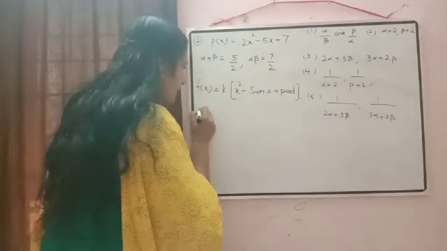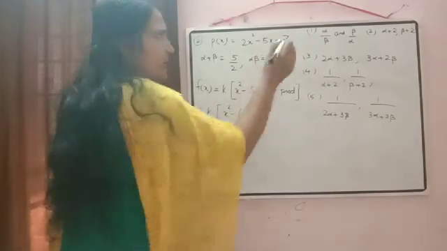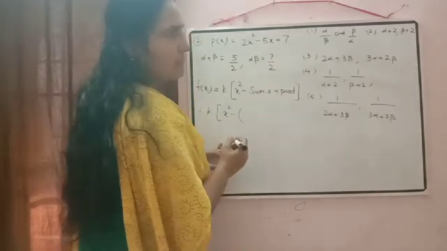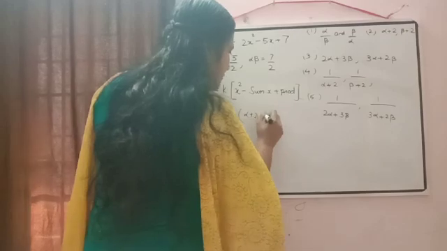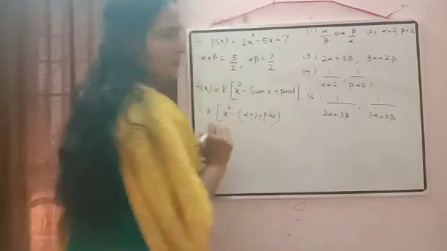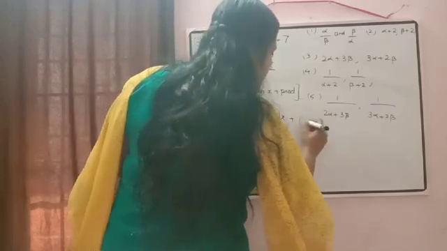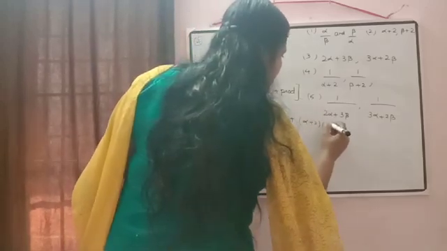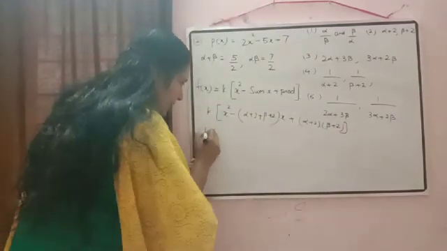Correct? Now what are our zeros? x square minus (sum of zeros) x plus product of zeros. The zeros are alpha plus 2 and beta plus 2. So their sum is alpha plus 2 plus beta plus 2, into x, plus the product of the zeros, alpha plus 2 into beta plus 2. Now we can simplify it.